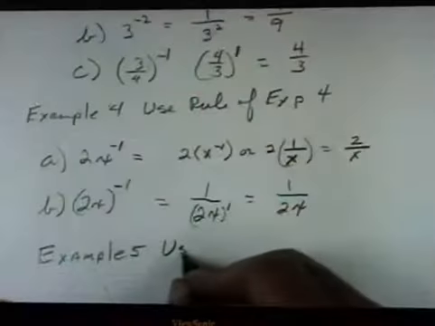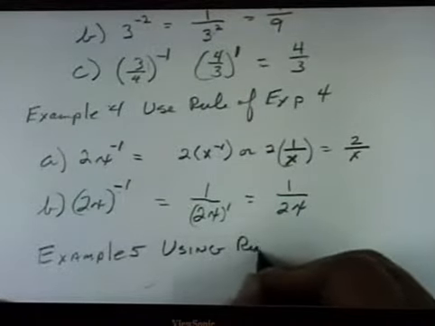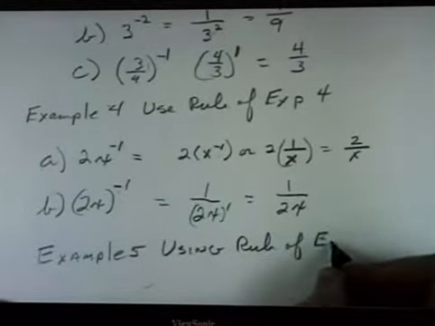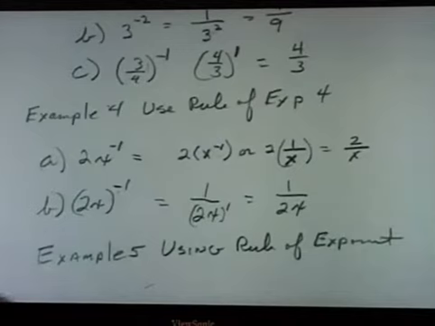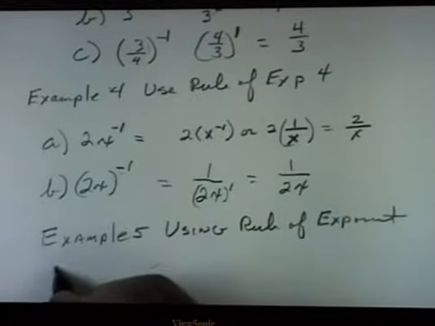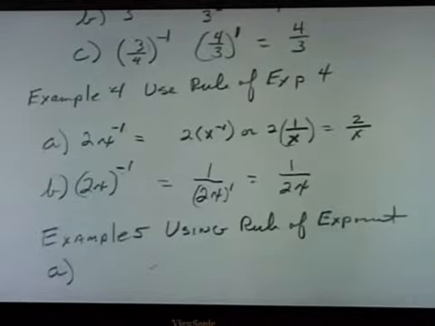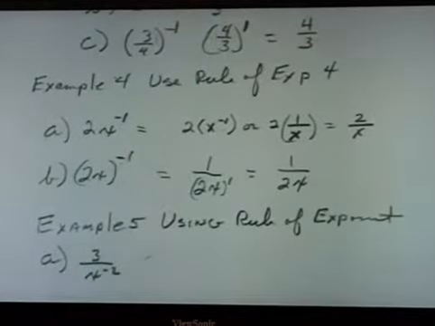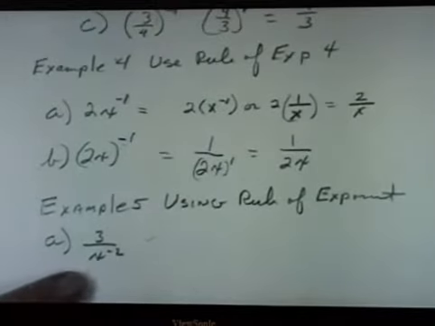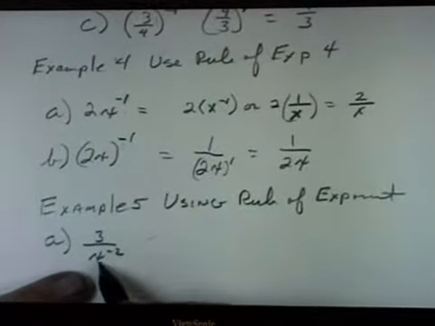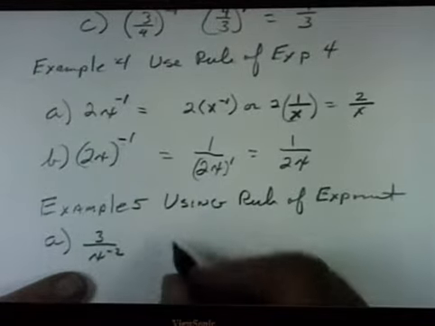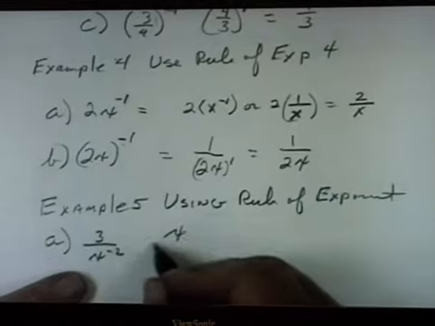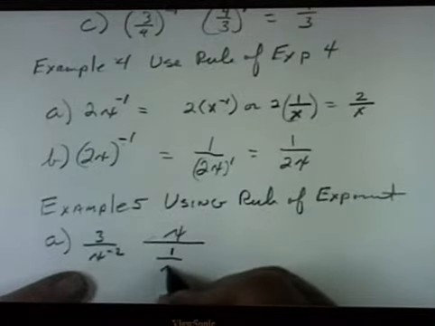Example 5 just continues with what we've been doing. Okay? So it says, rewrite each expression using only positive exponents. So here we have 3 to the x minus 2. Well, in order to get rid of this x minus 2, we have to put it in a denominator. So it's now in a denominator, so we'll have to make another fraction. This is 1 over x squared.